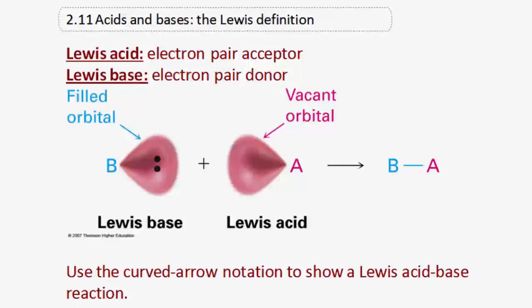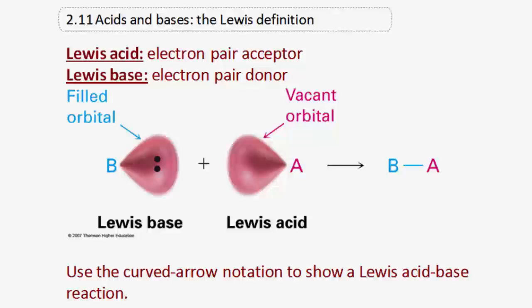Let's move on to the Lewis definition. And we already started talking about this. As soon as we started using curved arrows, we were talking about Lewis acids and bases, whether we knew it or not. And even with the Bronsted-Lowry theory, I used curved arrows in order to show you how the electrons are going. So let's formalize this and talk about a Lewis acid as being an electron pair acceptor and a Lewis base being an electron pair donor.